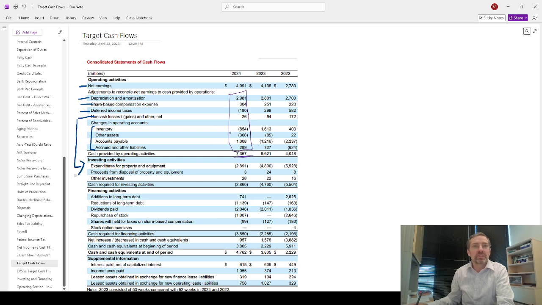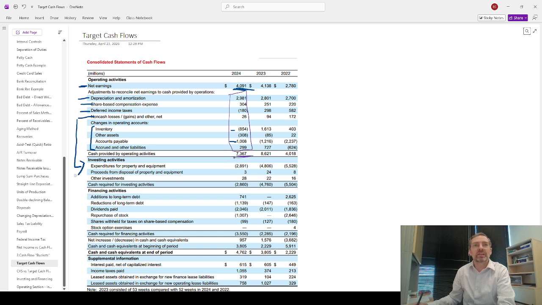Once again, we can't read too much into this. This does not mean they spent $854 million on inventory. It's just we are adjusting the net income for the change in inventory. Same with accounts payable. That does not mean we got $1 billion from our suppliers. That would be quite strange to think about, our suppliers paying us. That is just adjusting the net income for the effect of the accounts payable change.